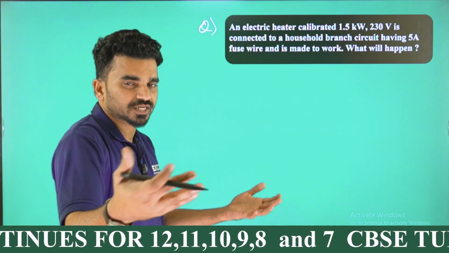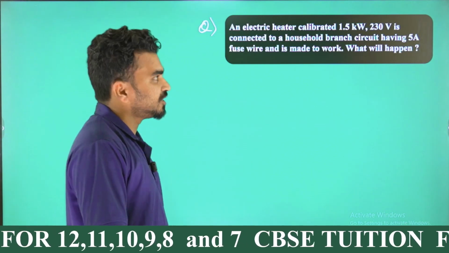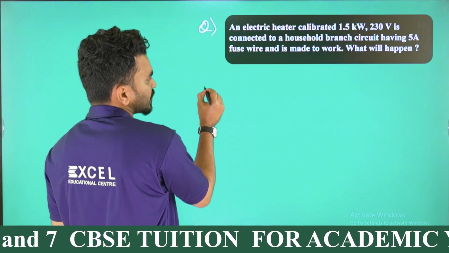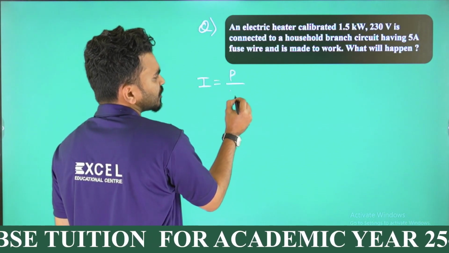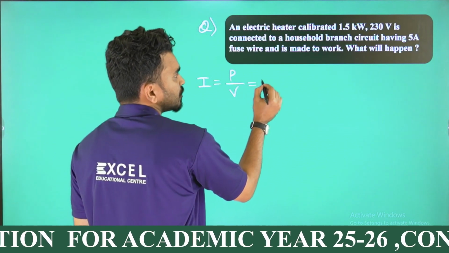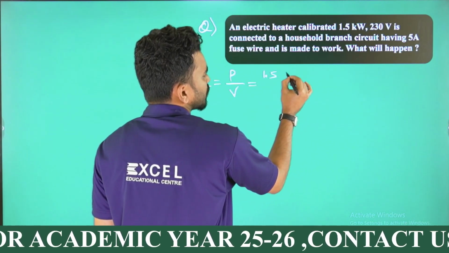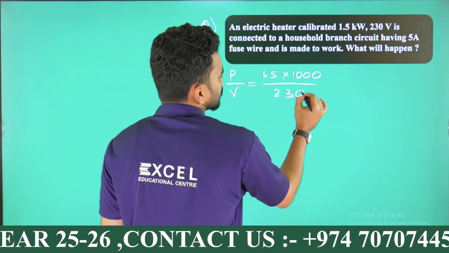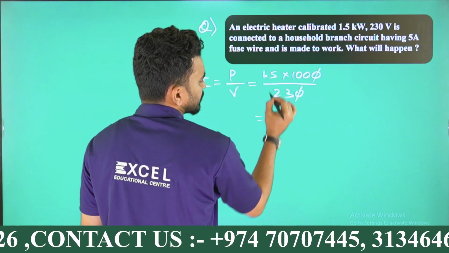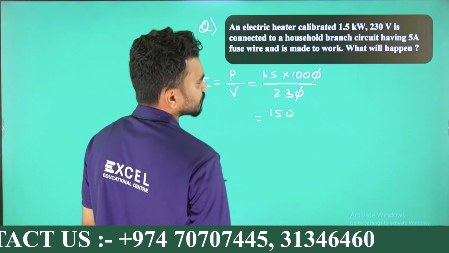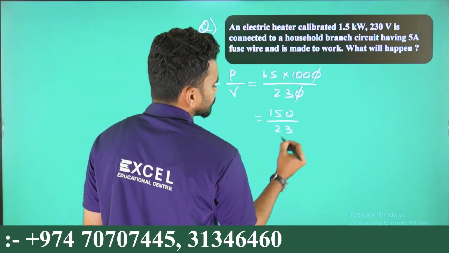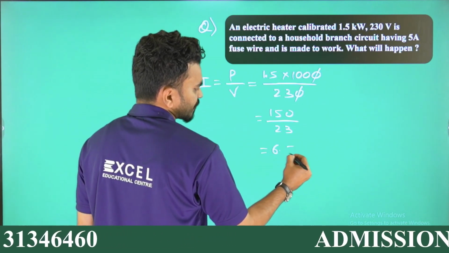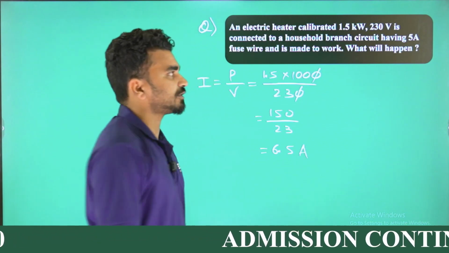If it comes in exams, they change the value and give it to you. So how do we solve this one? Again, determine the current passing through the device. When power and voltage are given, I is equal to P by V. P is here 1.5 kilowatt, so convert: 1500 upon 230. The 0 gets cancelled, and we get 150 by 23. How much does it come to? It comes to nearly 6.5, right? Check it out, 6.5 ampere.